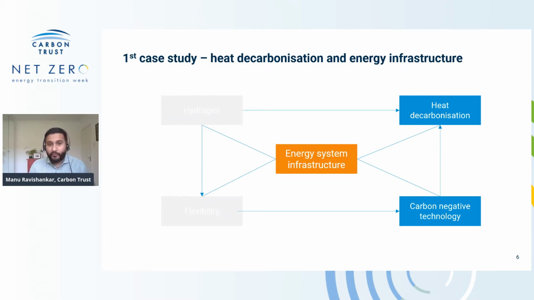So let's then move to the first case study. Let us start by looking at the relationship between heat decarbonization, energy systems, and then carbon negative technology. As you can see, the two other areas have been grayed out. So we're only looking at this part of the system, and we'll gradually bring in other elements to understand the implications of partial and complete whole systems consideration using the results from the modeling as evidence.